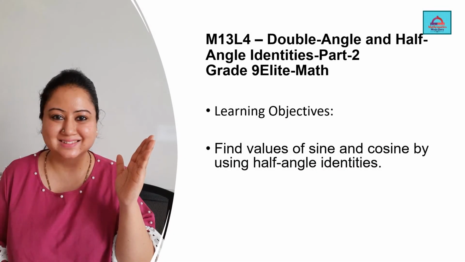Welcome, my dear students, to part 2 of Module 13, Lesson 4, Double Angle and Half Angle Identities. Today's video is specially made on the request of grade 9 elite math students. So the learning objective of today's session is to find values of sine and cosine by using half angle identities.